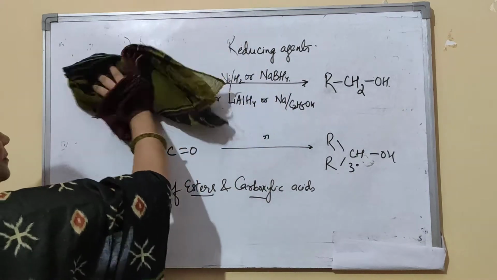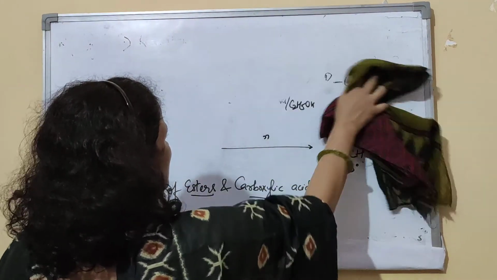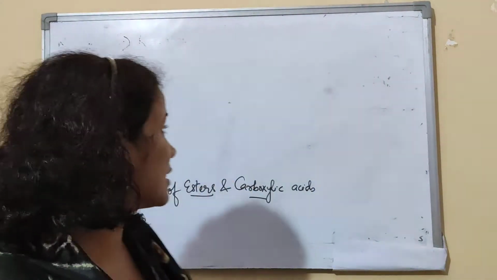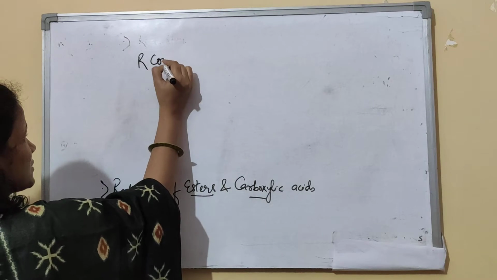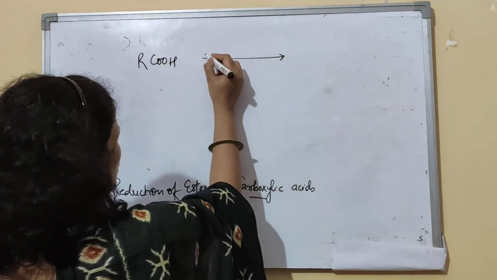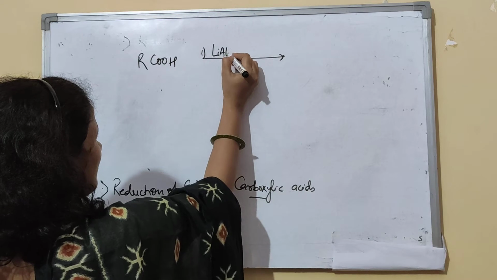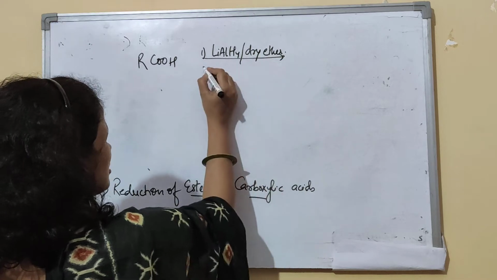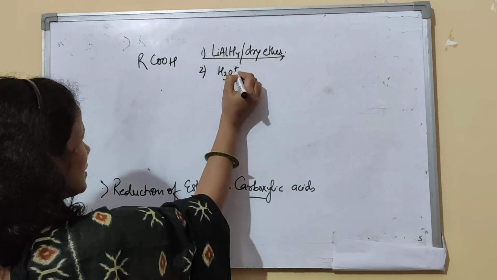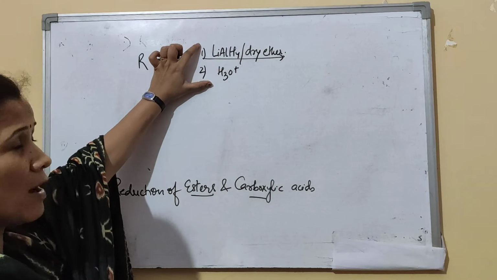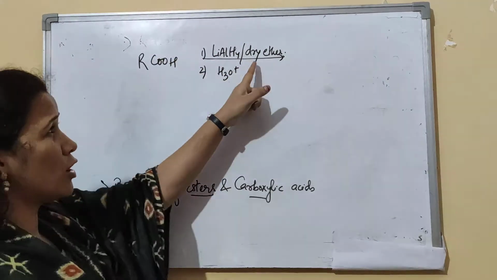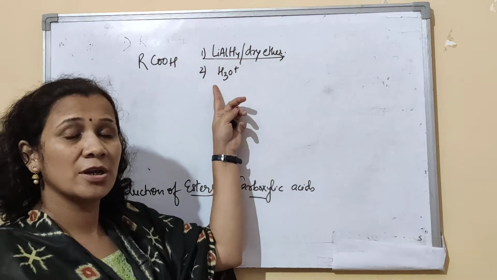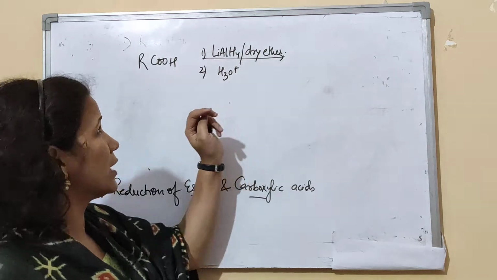We will take a few examples to write. Say you have an acid like this. First we will take one example. When we use lithium aluminium hydride, the medium is always dry ether. It gives you an intermediate, then you hydrolyze in acidic medium. Lithium aluminium hydride cannot be used with water. So the first step is dry ether. You isolate the product and then treat it with acidified water. Then you get the desired product.